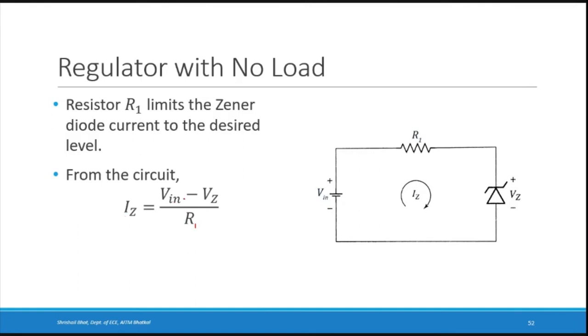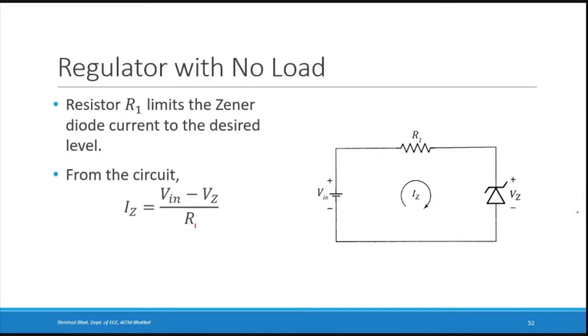So Iz is equal to Vin minus Vz divided by R1. If the input voltage changes, Vz has to be constant, and R is constant, then Iz will change depending on the value of the input voltage. Similarly, you can find the equation for the resistance used here: R1 will be equal to Vin minus Vz divided by Iz, right? This is the way you can connect a Zener diode directly as a voltage reference source without using a load.